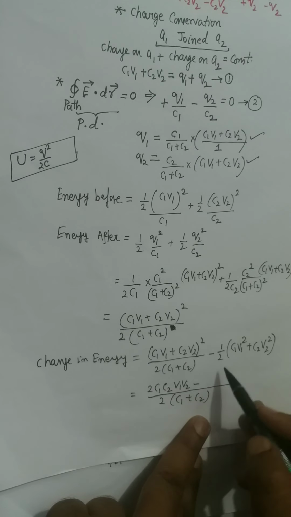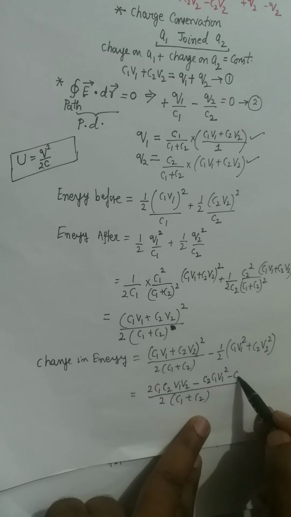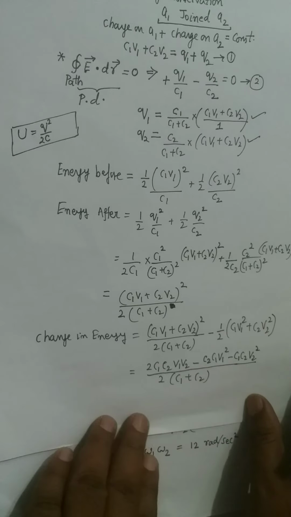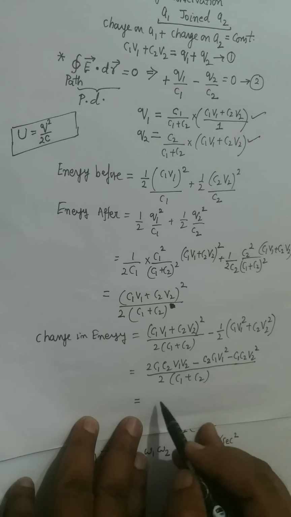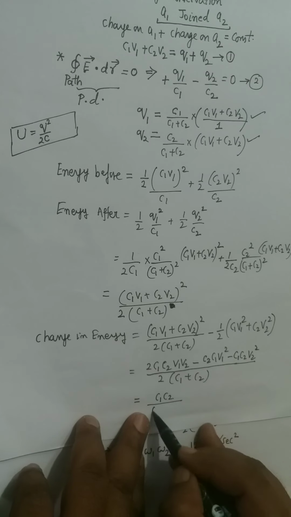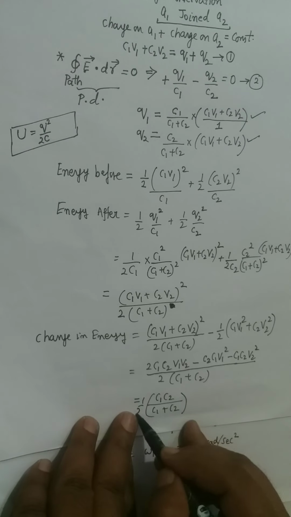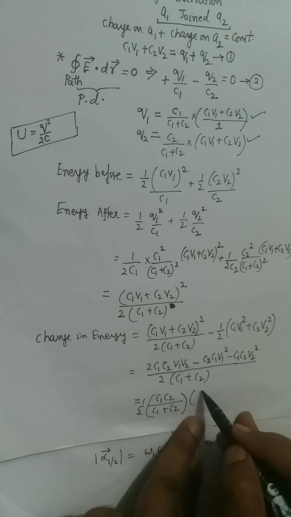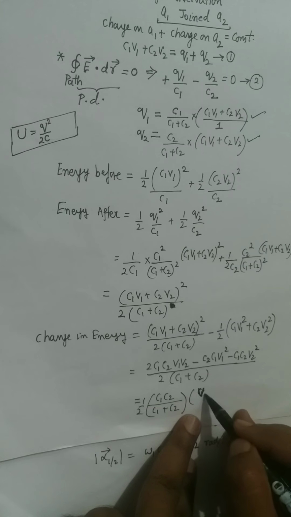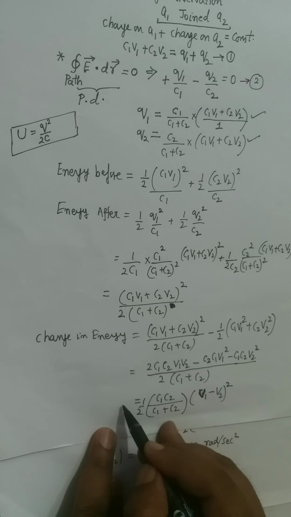Right. Here you will have a term which is C2 C1 V1 square minus C1 C2 V2 square. After complete simplification, you are going to get C1 C2 upon C1 plus C2, times 1 upon 2, and then you will get V1 minus V2 whole square, and then a negative sign will also be here.